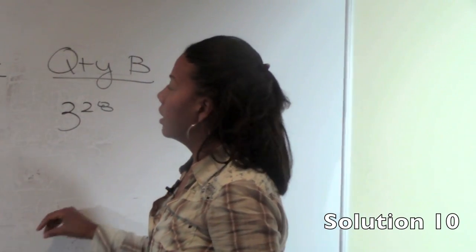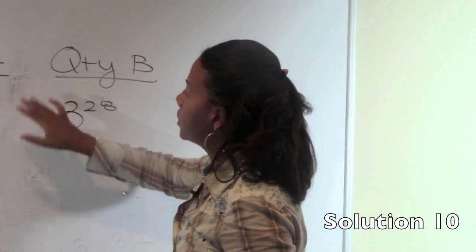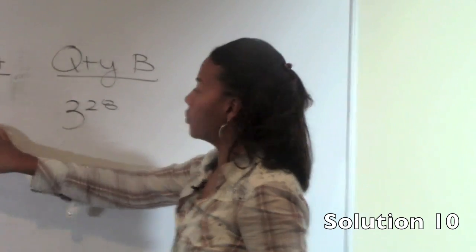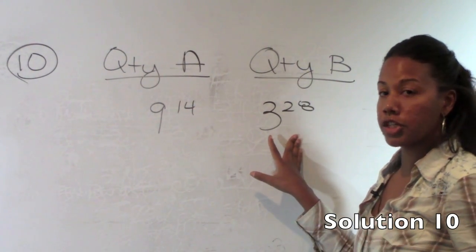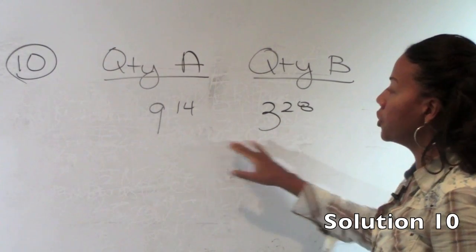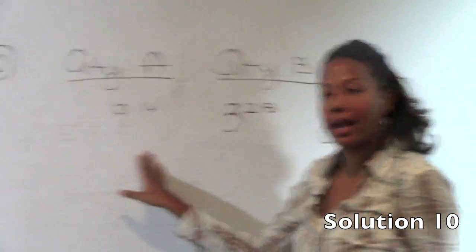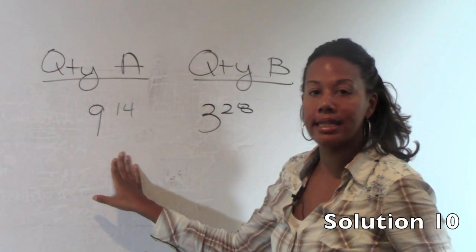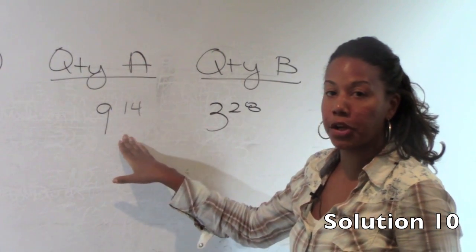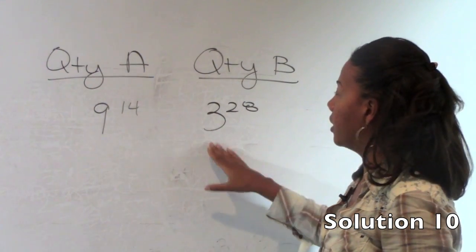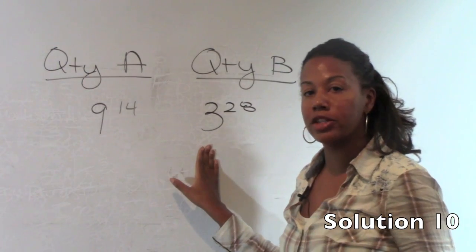Number 10. Number 10 is another quantitative comparison question. We're asked to compare 9 to the 14th and 3 to the 28th. Just so you know, since we have numbers here and no variables, the answer can only be A, B, or C. It will never be D, cannot be determined, because we can calculate this value and get an exact value here and an exact value here, so we can always know for sure.